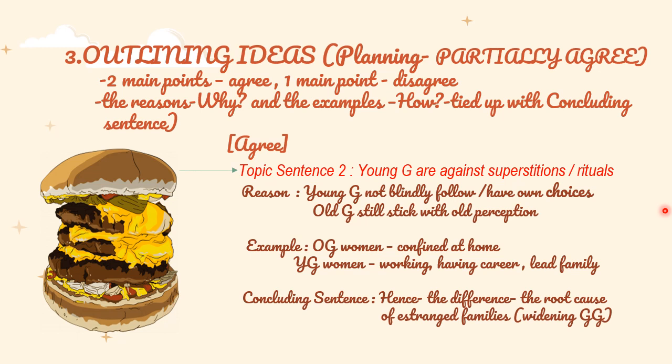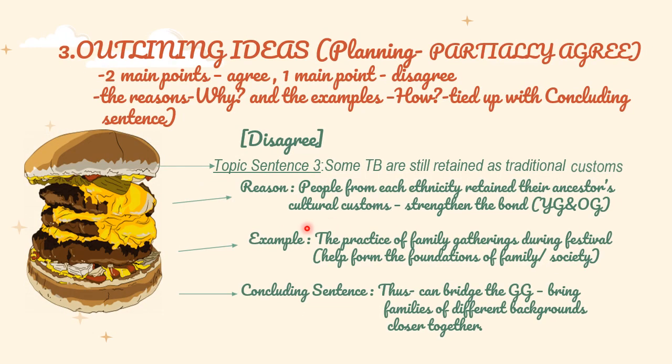That is for the two ideas. That is for the topic, which means you agree on the topic. And what would it be if you disagree? That would be the third body paragraph, because we are on partial agreement, remember? So this could be the idea. You would say some traditional beliefs are still retained as traditional customs. People from each ethnicity retain their ancestors' cultural customs. It strengthens the bond between them.